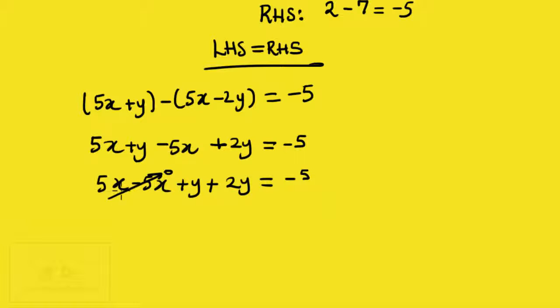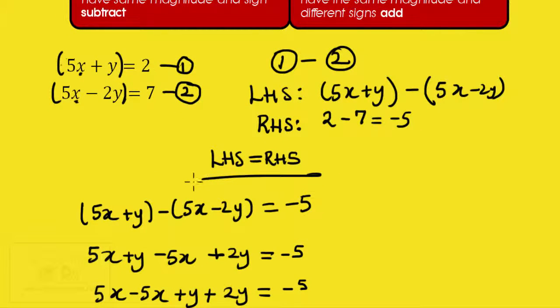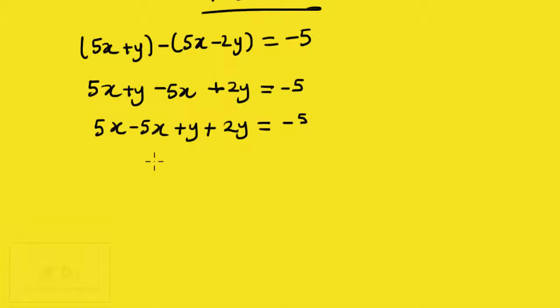This key step here is actually important. So all we've done is obey the rule. We said we want to eliminate variable x. We noticed that the coefficient of x in both equations have the same magnitude and sign. So we subtract one equation from the other to eliminate x. And during the subtraction process, we get to this stage.